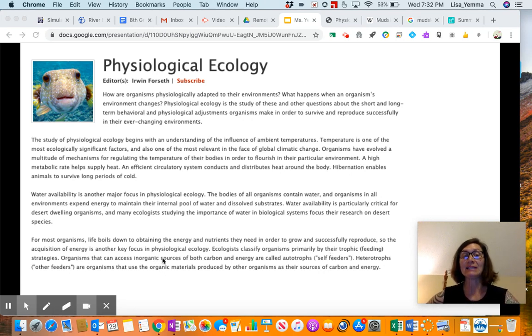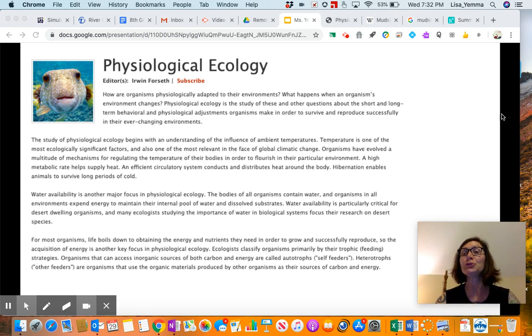Organisms that can access inorganic sources of both carbon and energy are called autotrophs. So if I can get my energy from the sun, that's inorganic, or not alive. They're called self-feeders. Heterotrophs, other feeders, are organisms that use organic material produced by other organisms as their source of carbon and energy. So here's what you're going to start with.